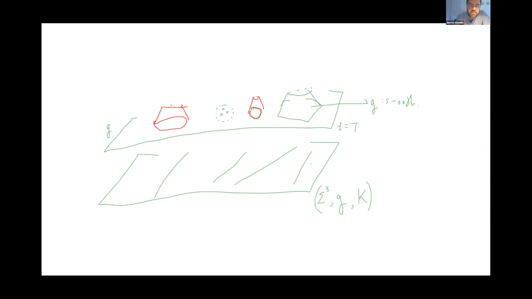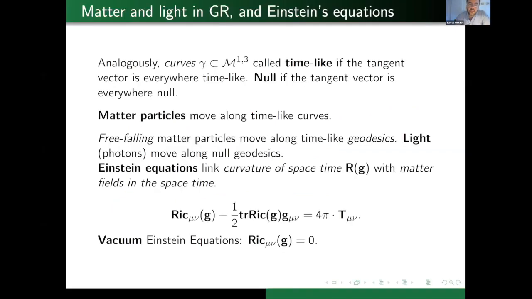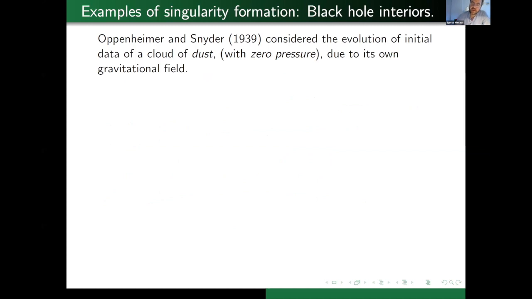So let me motivate now my result by a historical example. We want to speak about singularity formation inside black holes. Let me give you the first example of singularity formation inside black holes, which was found by Oppenheimer and Snyder in a landmark paper from 1939.